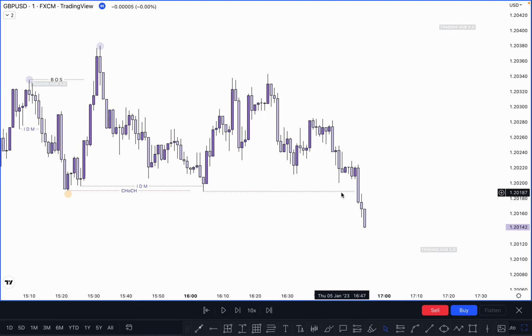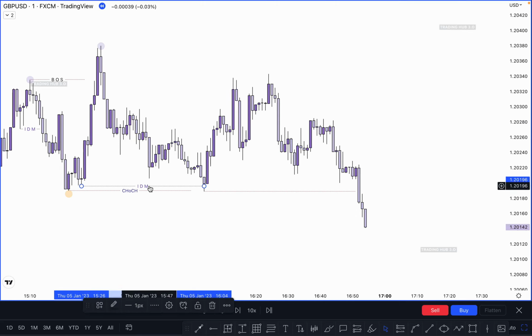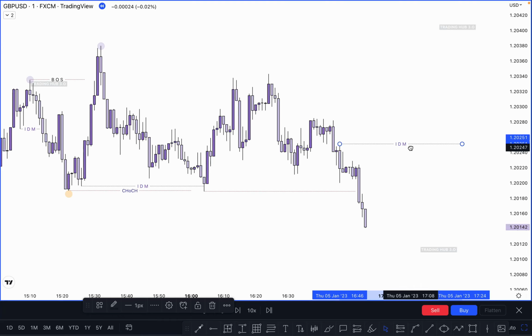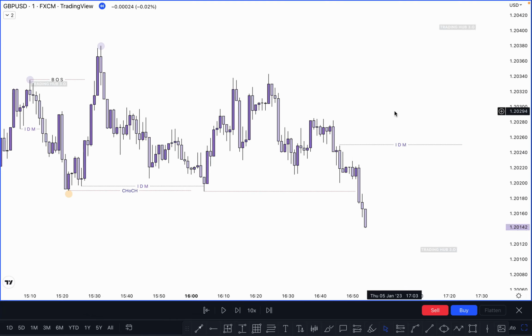So in this case, after this valid change of character, where is our first pullback? You can see in this case there are a lot of pullbacks, but you have to identify where our first pullback is. Only one. Which one? This one or this one? This one is not a valid pullback, and this one is our valid pullback.